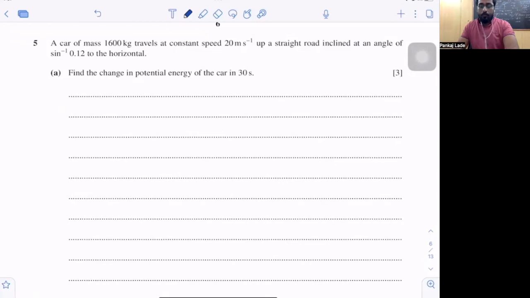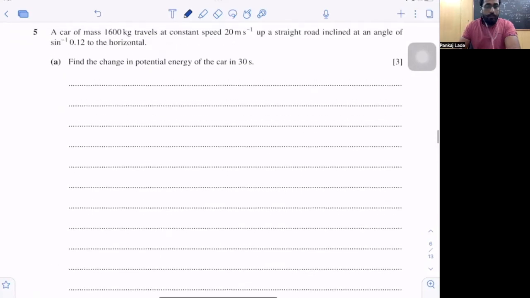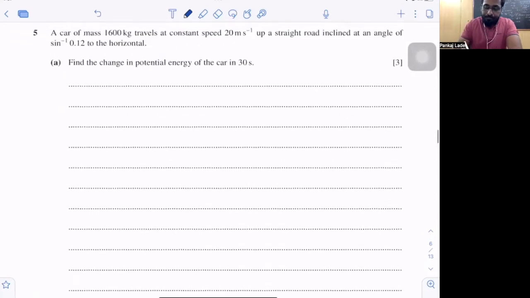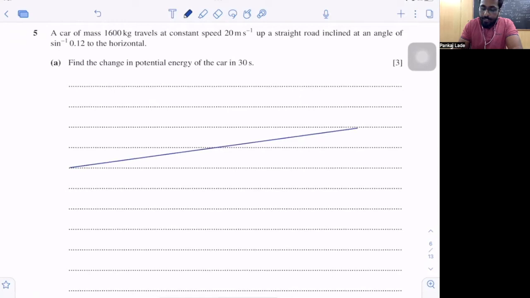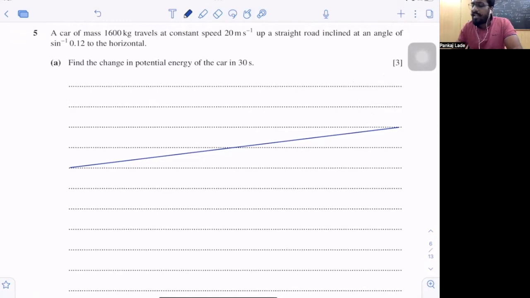So I'm going to draw a simple diagram over here. So this is the inclined plane, and the inclination is sine inverse of 0.12. I'm not going to write what the value is. It was 6.8921. So let's keep sine inverse of 0.12.